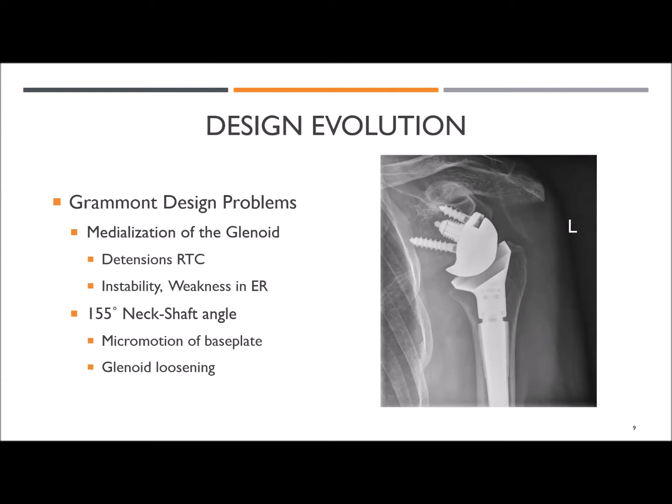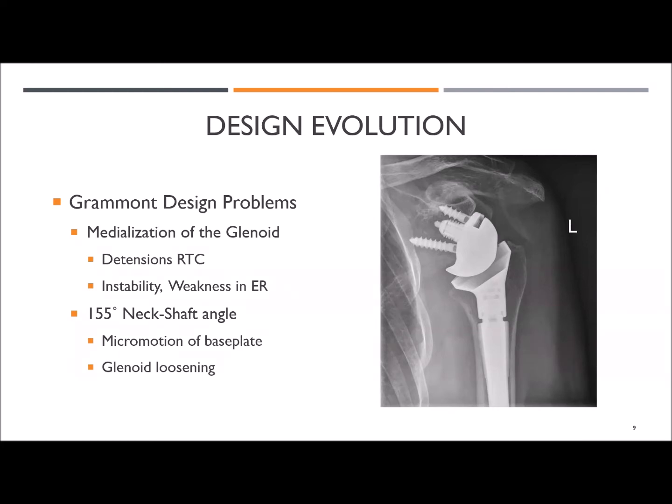Medialization also detensions the rotator cuff, and so that can lead to instability. You can get weakness in external rotation for the same reason. You have to repair the subscapularis on these because the implant will dislocate without that, because of the imbalance of the rotator cuff. And so there's some of the considerations there. With a 155-degree neck shaft angle, this is due to notching. You get the micromotion of the base plate because you're losing some of that fixation on the inferior screws. That can lead to glenoid loosening and early failure of these particular reverse shoulders. So those are the design problems.